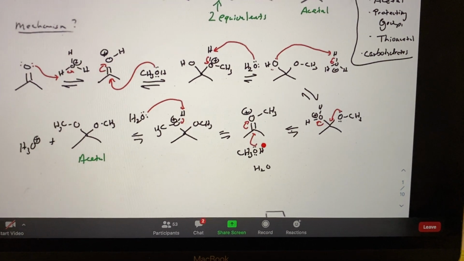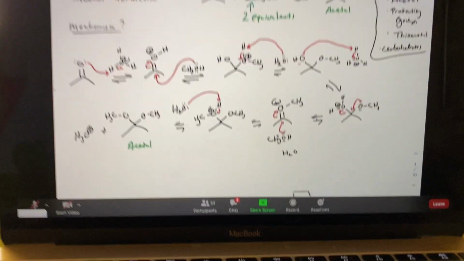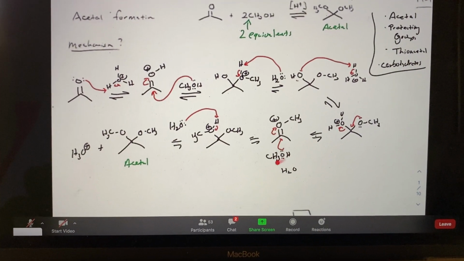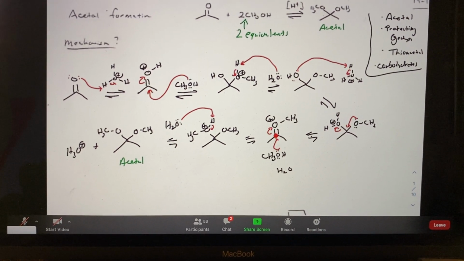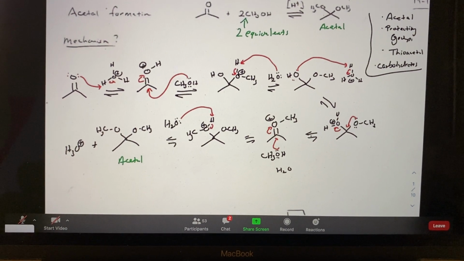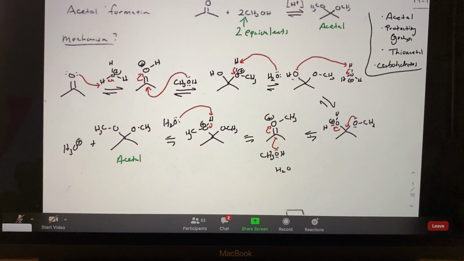And now in the next step, another methanol can attack. And then that looks just like, I guess you can't see me pointing, this step here, I'm trying to highlight, looks like this step up here on the left, same idea. Methanol attacks, forms a new carbon-oxygen bond, and then a deprotonation. So a very common mechanism.